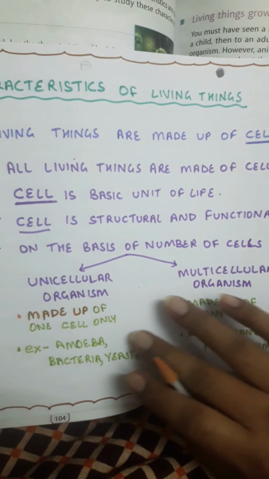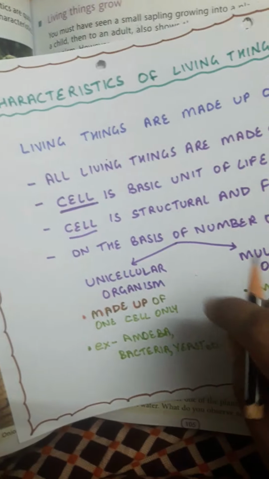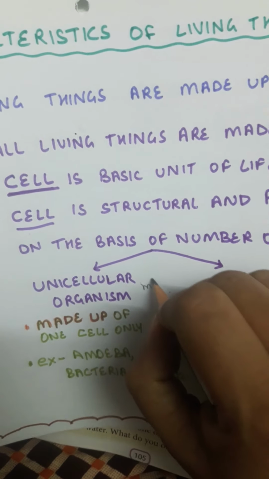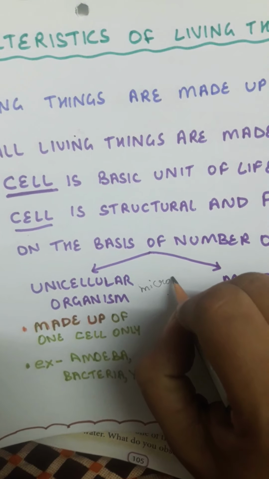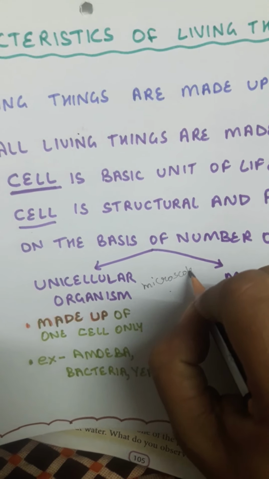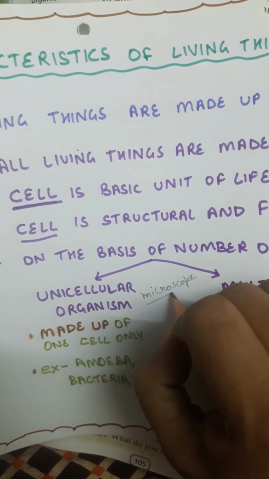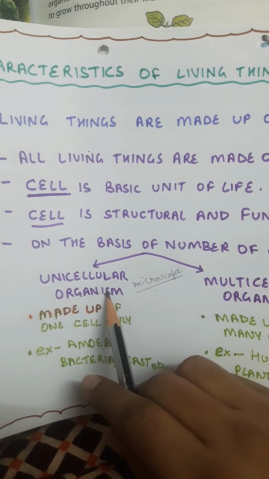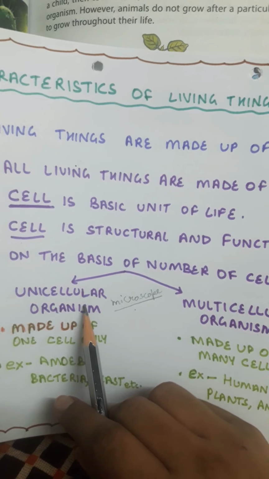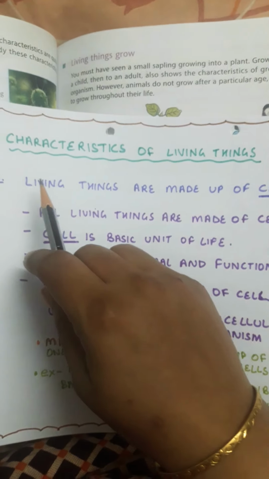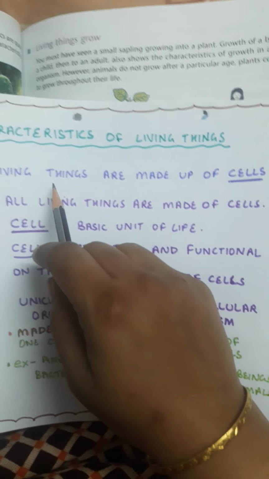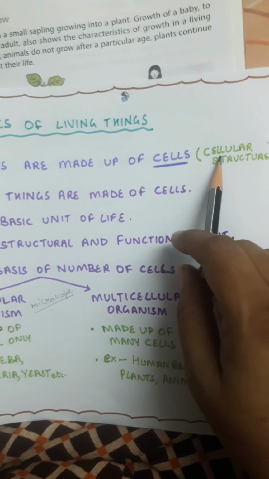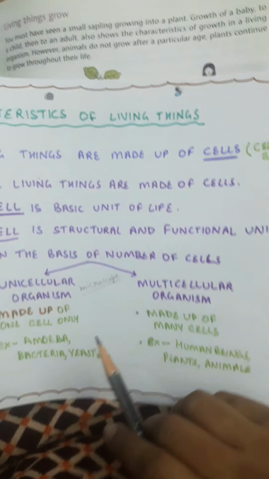Unicellular organisms are visible under the microscope only. We cannot see them with naked eyes. They are visible under the microscope only. So this is the first characteristic, that living things are made up of cells. They have cellular structure.